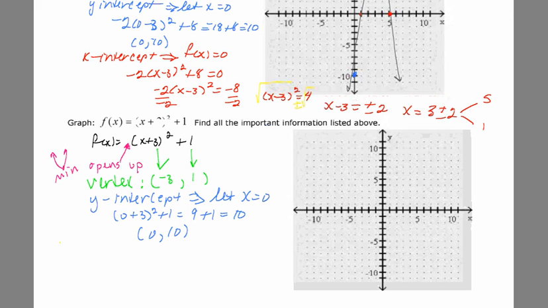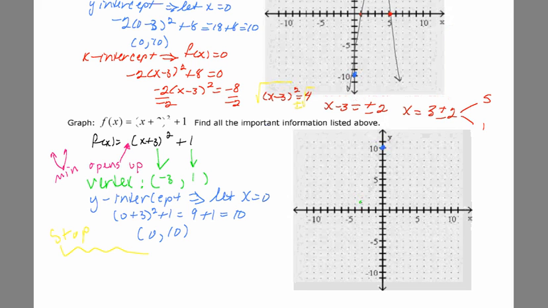Now here's what I was talking about. We're going to stop right here and assess the situation before we go any further, because I don't want to find x-intercepts for a problem if the x-intercepts don't exist. So let's plot our information. Our vertex is (-3, 1), right there. Our y-intercept is up here at 10. And we know that this parabola is opening upward.